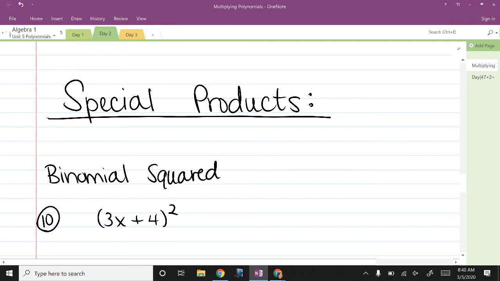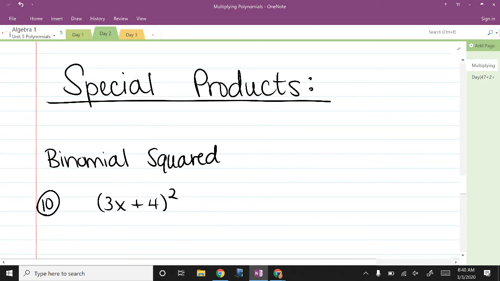Yes, to square something means to multiply it times itself. We agree? Right? So when we say a binomial squared, that means you take that little binomial and you write it down twice and you multiply it times itself.